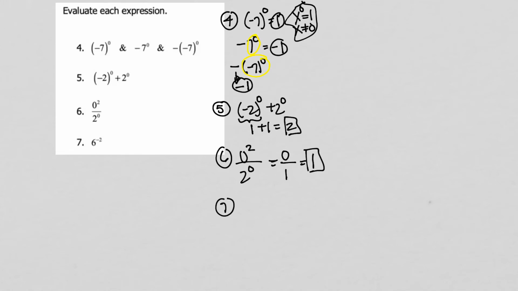And in number 7, we have 6 to the negative 2. We can rewrite that as 1 over 6 to the positive 2, right? Our rule says we can change the sign of an exponent from negative to positive if we change the position of the base. So this base 6 goes from the numerator down to the denominator. And then actually this is small enough, we can even write this as 1 over 36.